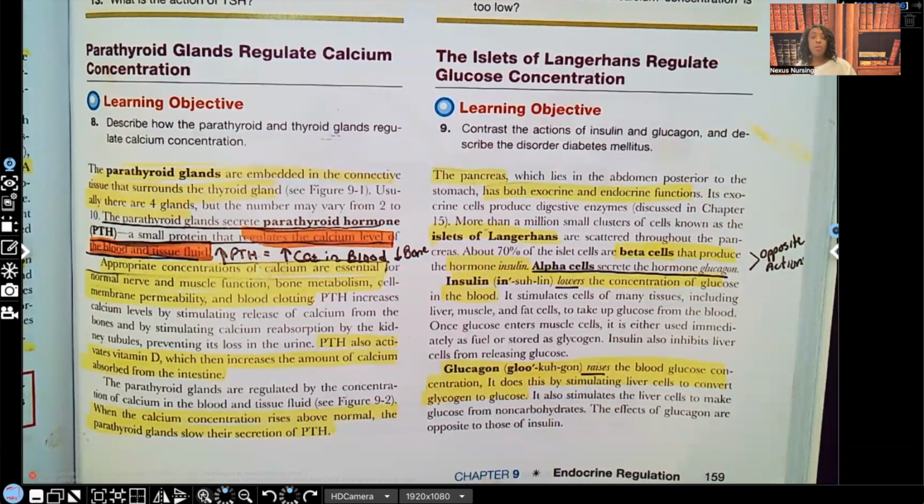In this video, I'm going to be covering the parathyroid glands, the pancreas, and diabetes mellitus. I'm going to be going over type 1 and type 2. This is the third part of my endocrine series.